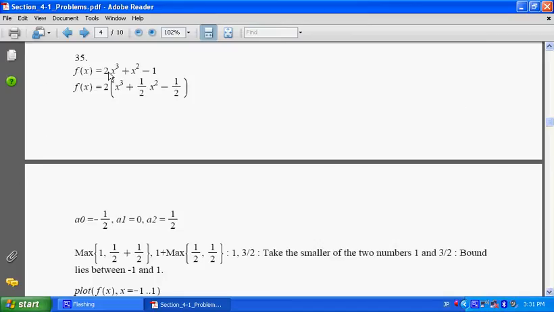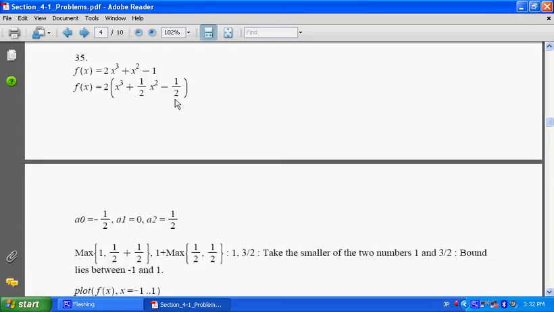So if you end up with a situation like this where the leading coefficient is something other than 1, you're going to have to factor that out first to get the leading coefficient to be 1. So we factor out the 2, and that leaves us with x to the third plus 1/2 x squared minus 1/2. So that's the term you work with. You have to calculate basically two maximums, and you end up with two numbers, and then you take the smaller of those two numbers, and that defines the bounds that you're looking for.